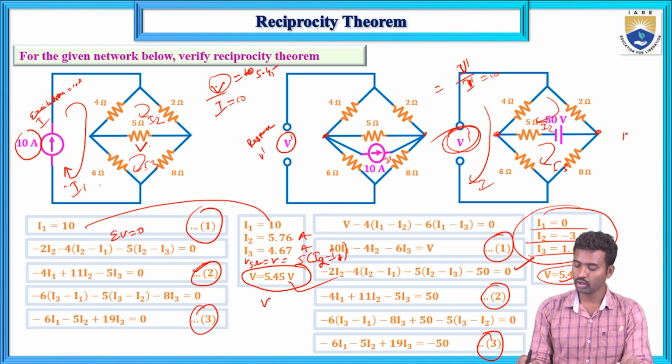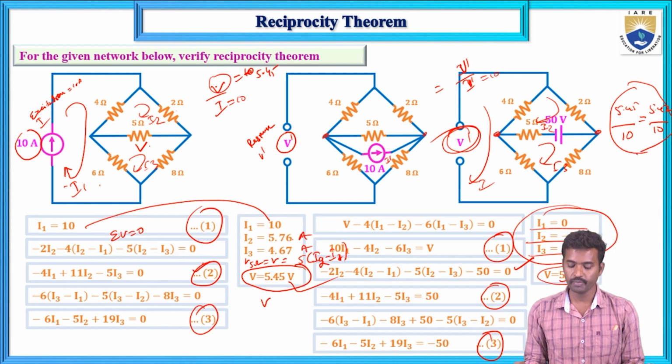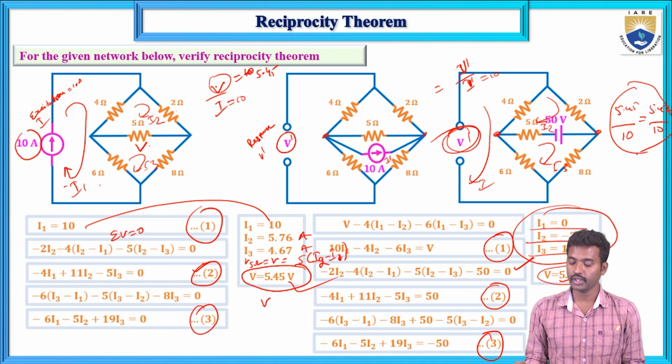Now the ratio of response to excitation: the excitation is 10 and the response is 5.45 in one case and 5.42 in the other. The ratio of response to excitation remains the same when we interchange the source terminal and the response terminal. That means the ratio of excitation to response remains the same.